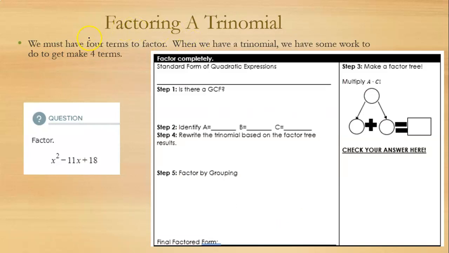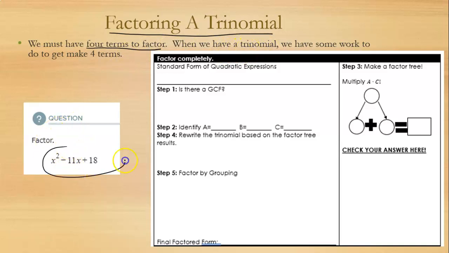So when we factor a trinomial, we want to remember that we need 4 terms to factor. So I want you to write that in your notes. To factor a trinomial, we need 4 terms to factor. When we have a trinomial, we have some work to do to get 4 terms. That's what I was showing you on the original problem.